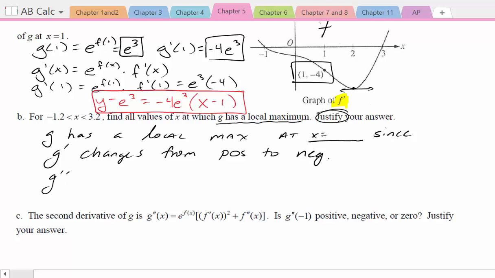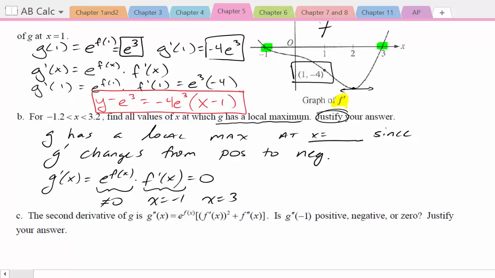So I want the derivative g prime of x, which earlier I found out is e to the power of f of x times f prime of x. And what I'm going to do is set this equal to 0. If I want to figure out where g prime goes from positive to negative, I need to figure out where it crosses 0. E to the power of f of x never equals 0. F prime of x is 0. Since this is the graph of f prime of x, f prime of x is 0 at -1 and 3. So at x equals -1, x equals 3.